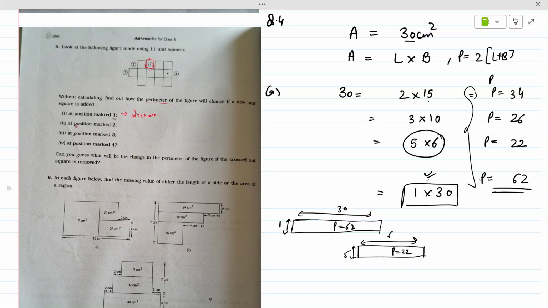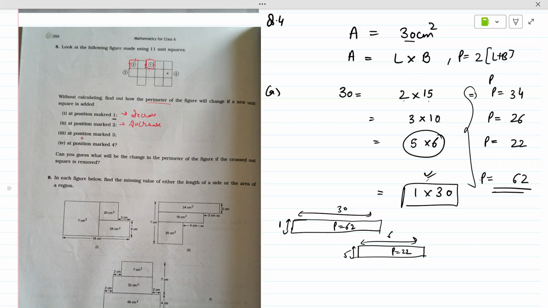Next is add at the position marked as 2. So if we add here, what will happen? So if we are adding here, we can very well see two new sides are added. So the perimeter is going to increase. This will increase the perimeter. So kids, I understand that you are getting it.